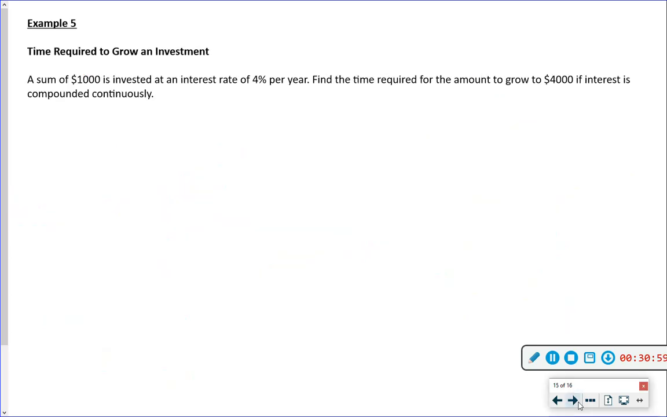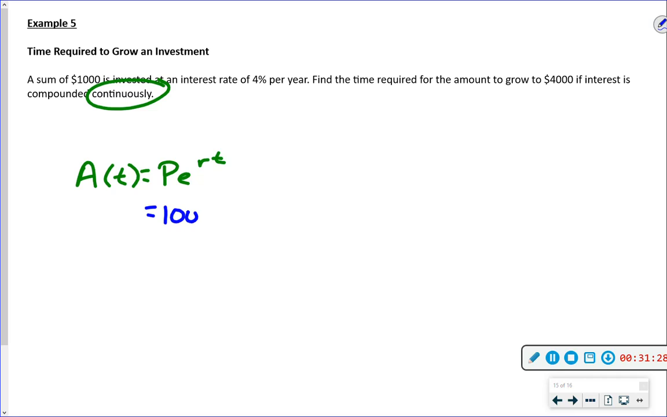Okay, final little word problem of the day. Here we go. A sum of $1,000 is invested at interest rate 4% per year. Find the time required for it to grow to $4,000 if the interest is compounded continuously. So, of course, I'm just going to jot down the formula so it's in front of us. I want to click back 3 slides just to get to it. So, sum of $1,000. That's our starting amount, our P. Our interest rate, 4%, 0.04. Got it? Find the time. So we're finding T. T stays as T. And we want to end up with $4,000.